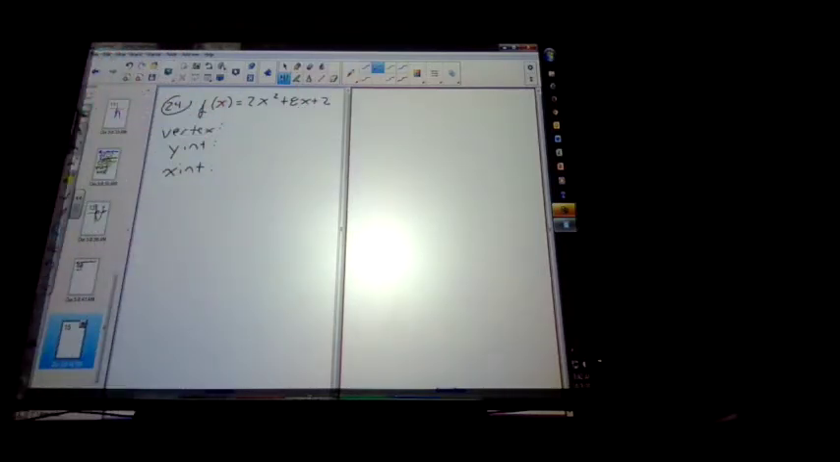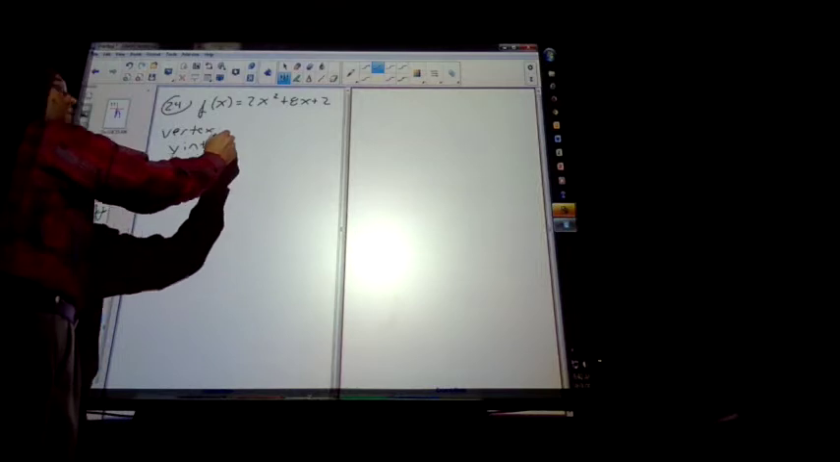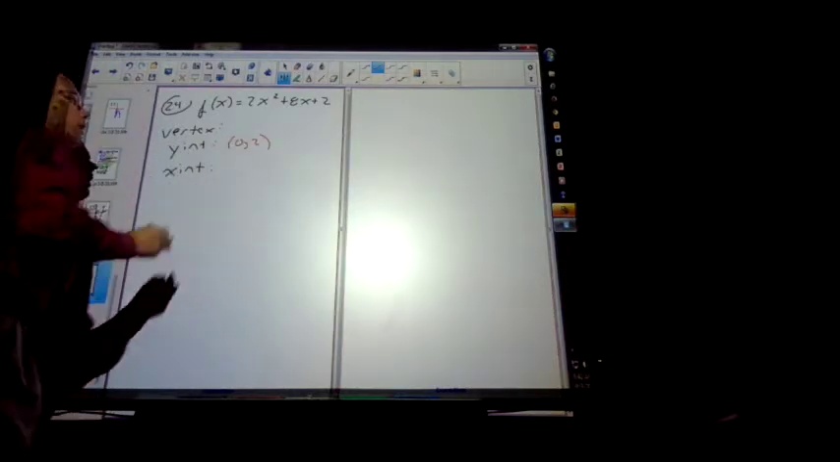What do I know about this problem right off the bat? How it's set up? Why can I find the y-intercept right away? It's what kind of form? Standard. So what is my y-intercept right off the bat? 0, 2. Love it.